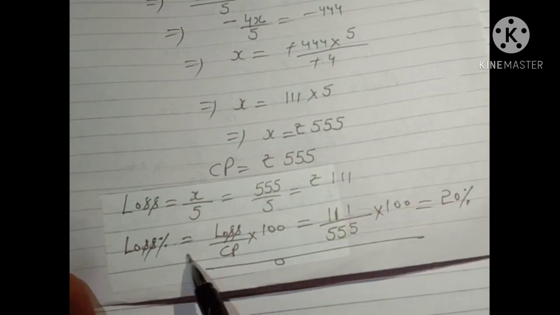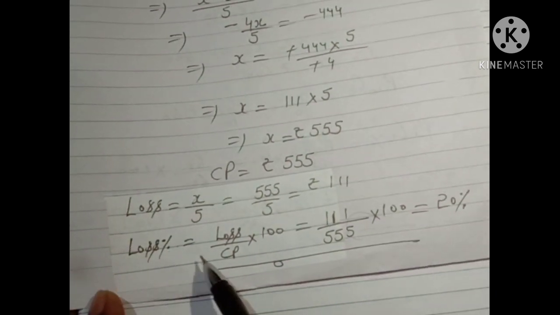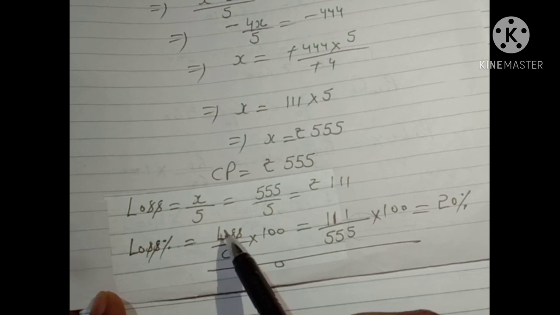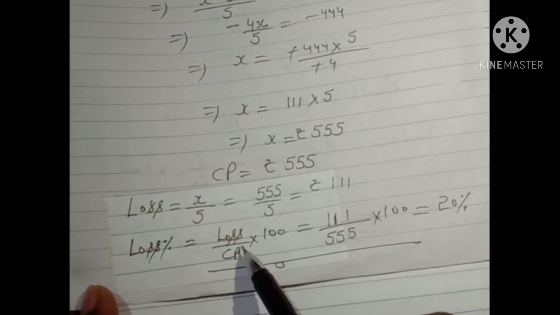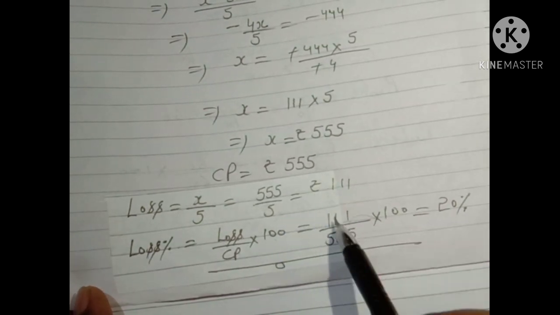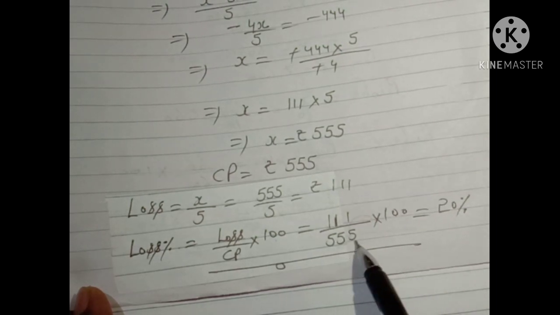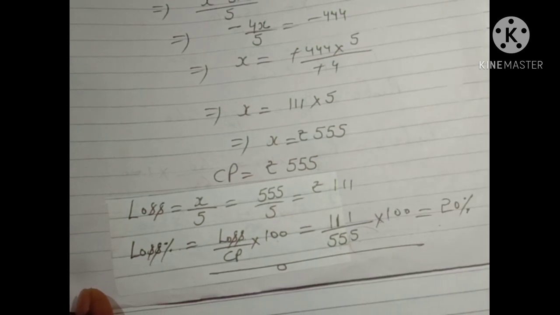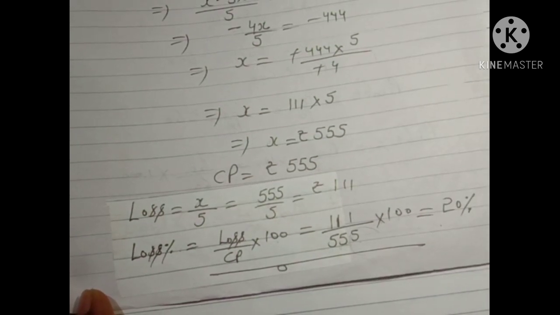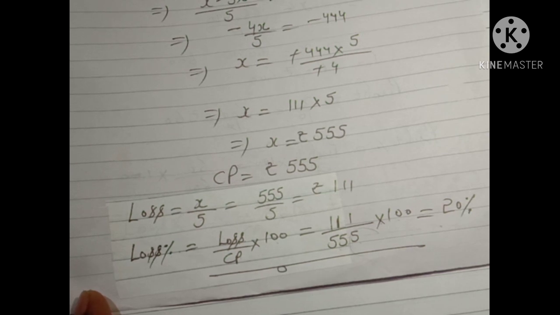And now we have to find out the loss percentage. How can we find it? Put the values in the formula, that is loss over CP into 100. The value of loss in this case is 111 divided by 555 into 100, and after solving it will become 20%. So in this case the value of loss percentage is 20%. I hope this is clear to you.